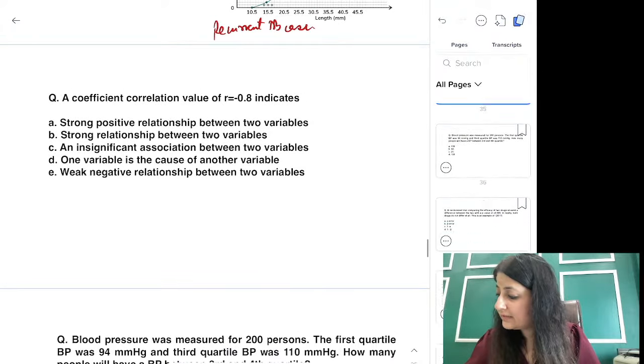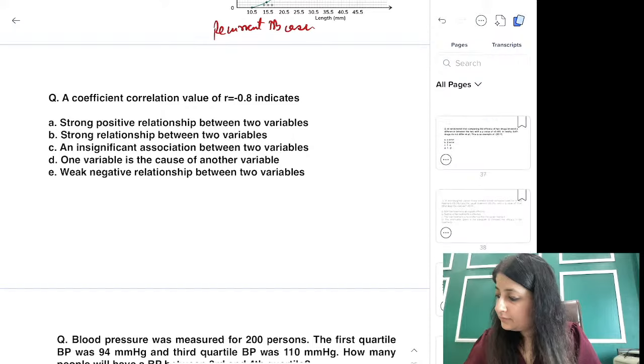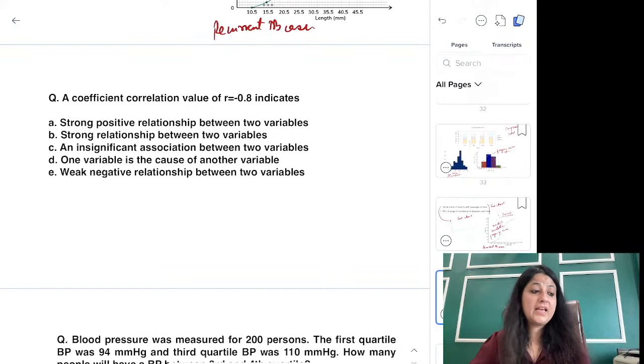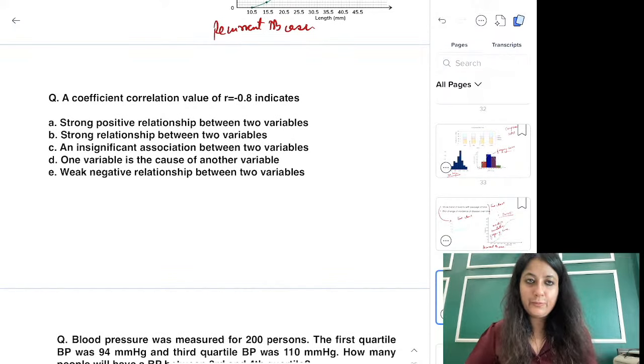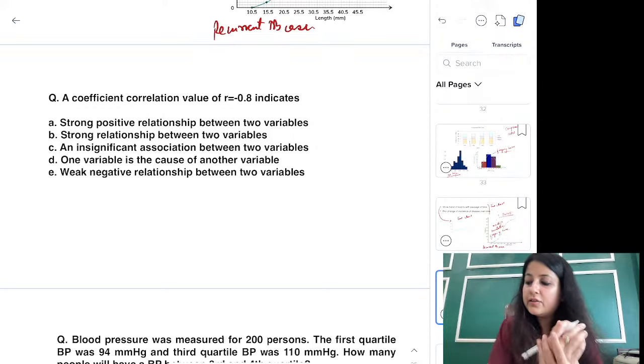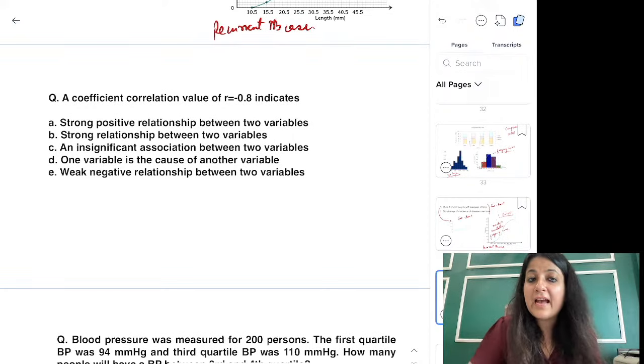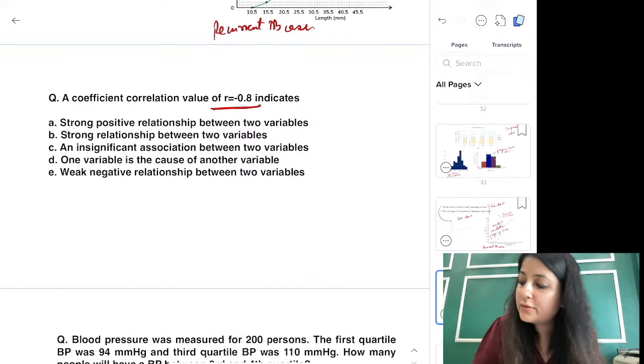Let's see this question, guys. Can you quickly tell me? So 5 more minutes we have, right? Not more than that. Need to be somewhere. So just give me the answer to this. Correlation coefficient value of R minus 0.8. क्या होगा?